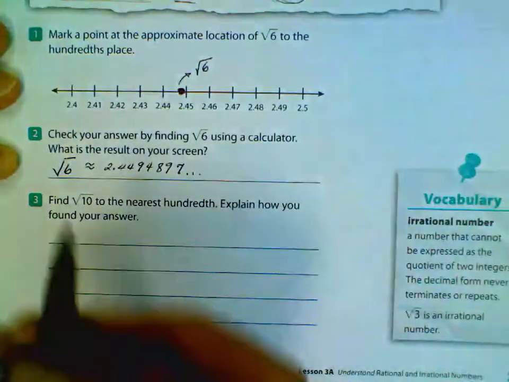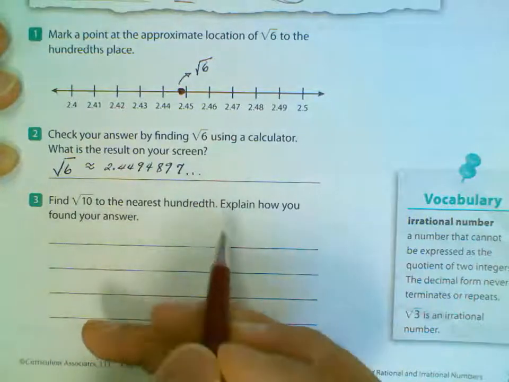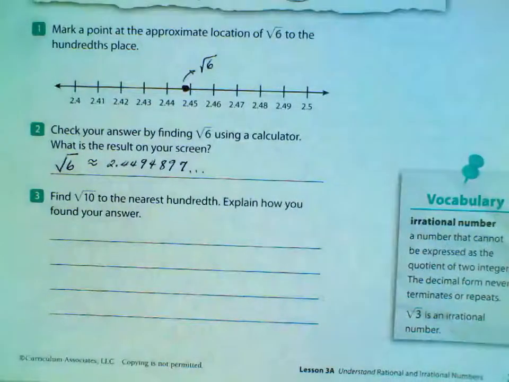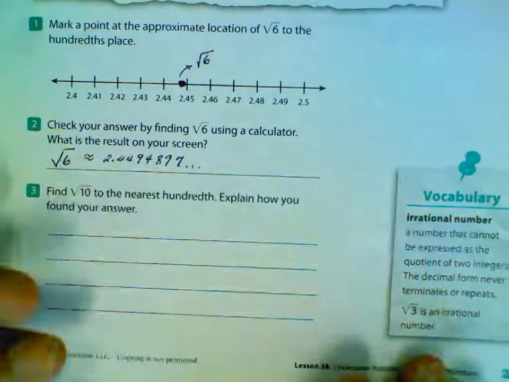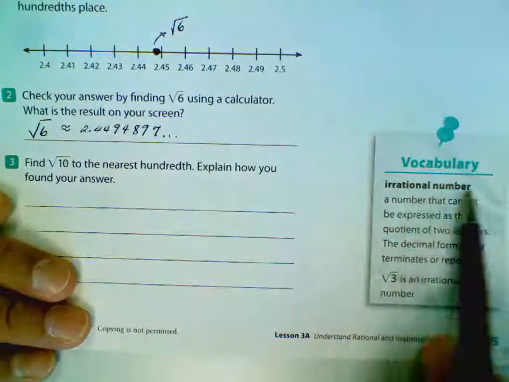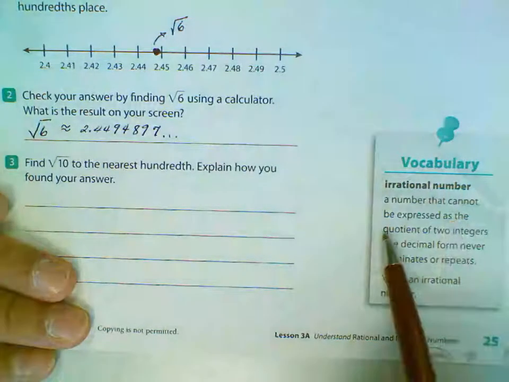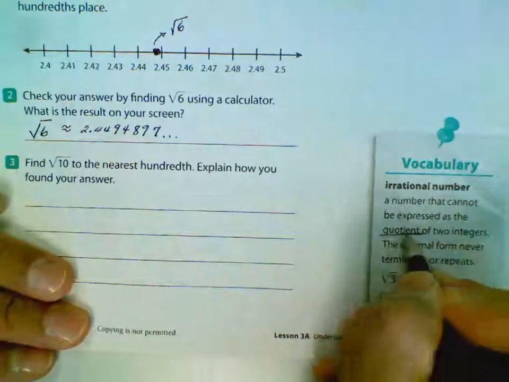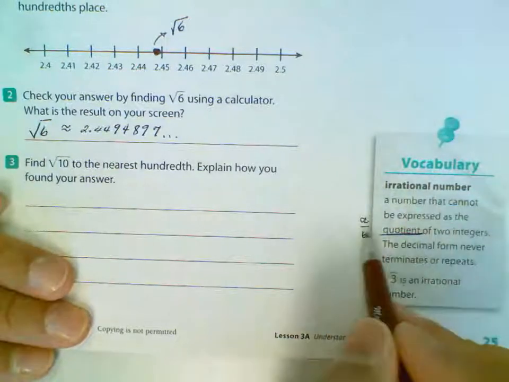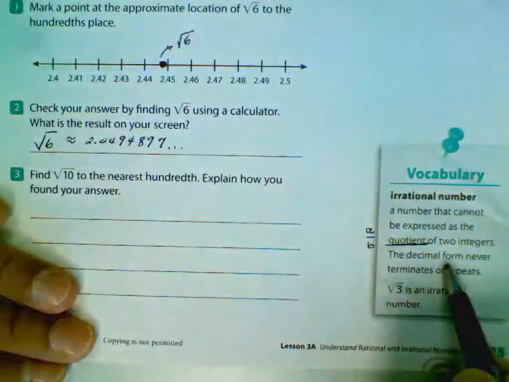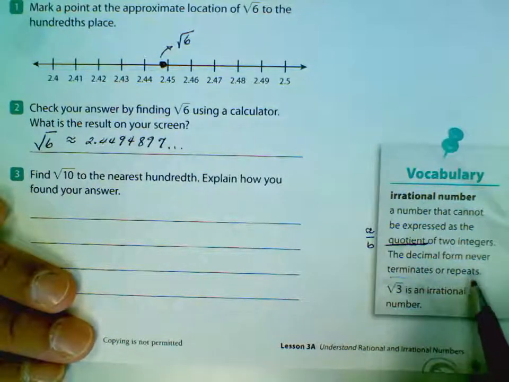Now they're asking me to find the square root of 10 to the nearest hundredth and explain how I found my answer. In this case, remember that we need to write an explanation. We need to know what we are doing. Remember, here in the vocabulary words, an irrational number is a number that cannot be expressed as the quotient of two integers. A quotient is a fraction, so you have a over b. You cannot write an irrational number as a fraction. The decimal form never terminates or repeats.